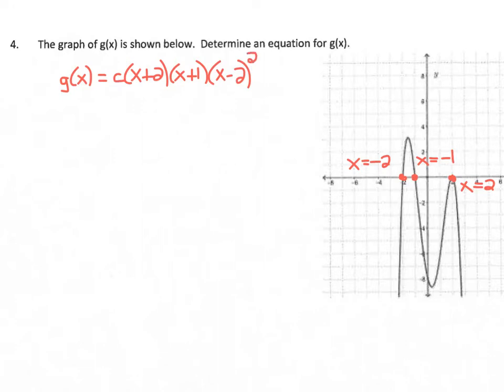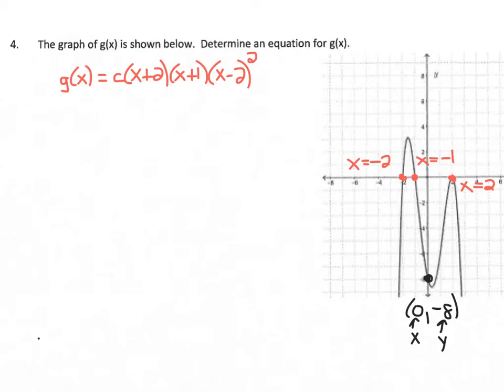All right, so that's the first step. Now, we can't leave our equation like this because we need to determine this leading coefficient. So what you can do is pick any point on the graph other than your x-intercepts. I'm actually going to pick the y-intercept right here. The coordinate of that y-intercept would be (0, -8), so 0 is representing the x value, and -8 is representing the y value.